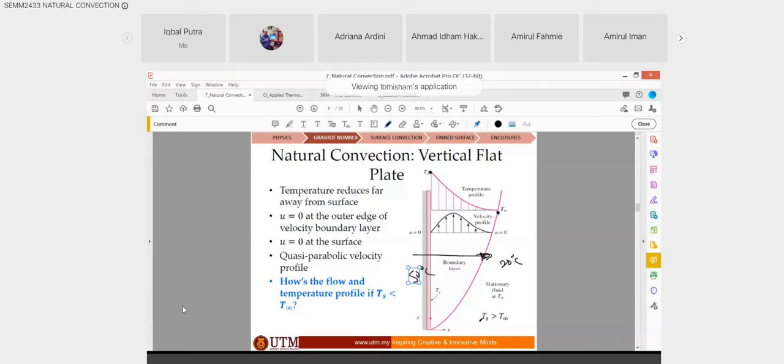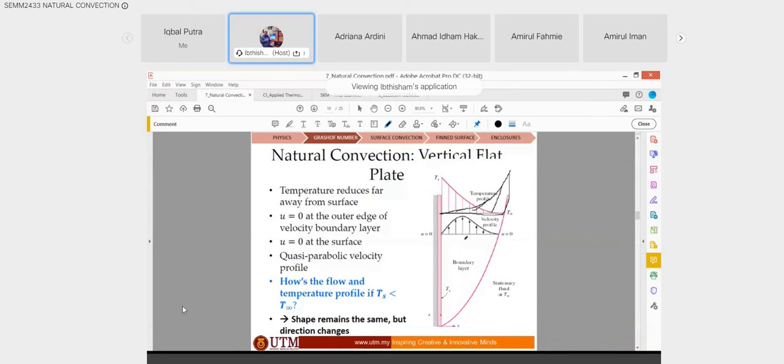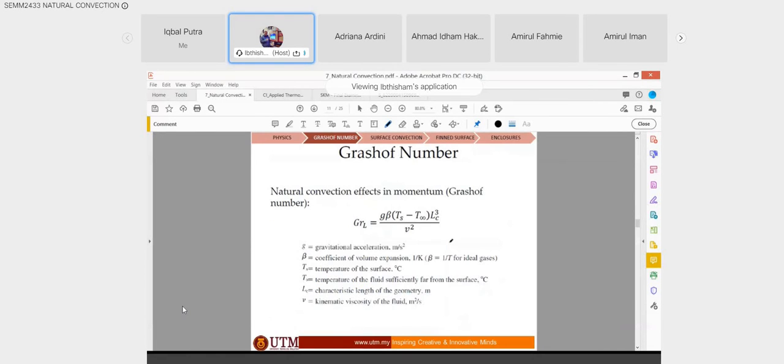So this is for the case where surface temperature is larger than ambient. So how does the temperature profile look in the reverse case? You just simply reverse the shape. So this is for, let's say, T ambient larger than T_s. So the temperature profile will look like this, but the velocity profile remains the same, because the temperature does not affect the velocity. Okay, we have looked into the volume expansion coefficient.